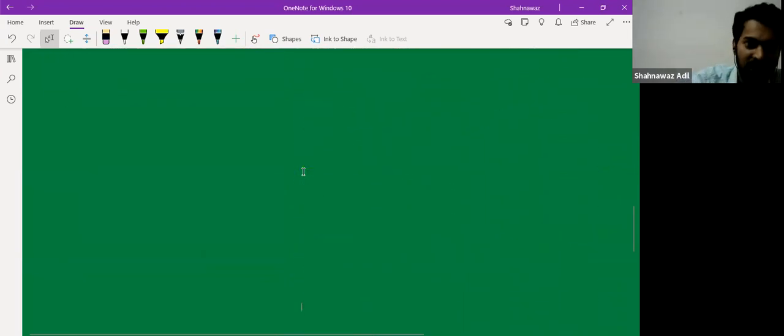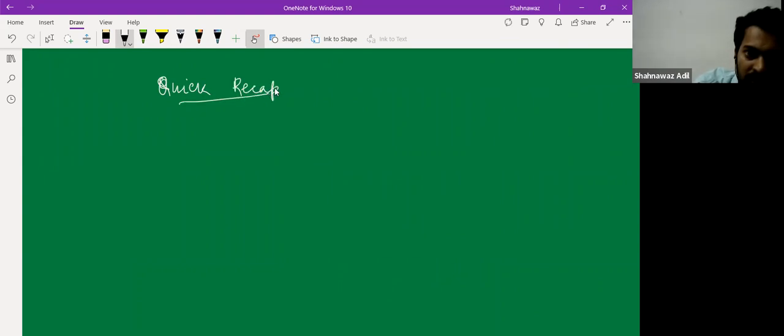So a very quick recap. What we learned yesterday was that a vector has two components. One is the magnitude and the other one is the direction. Okay. And this was also the unit vector.